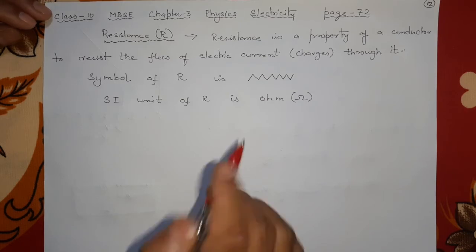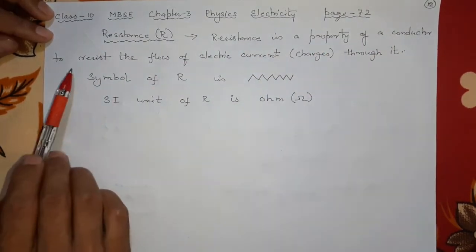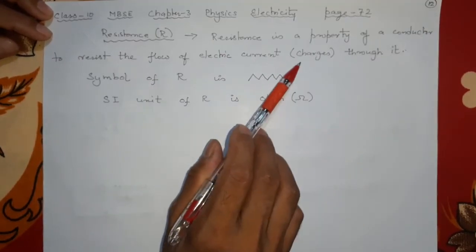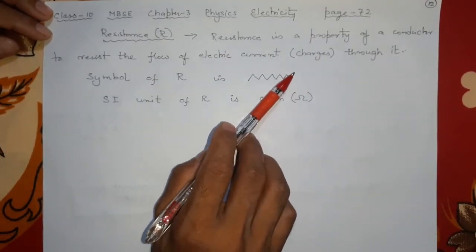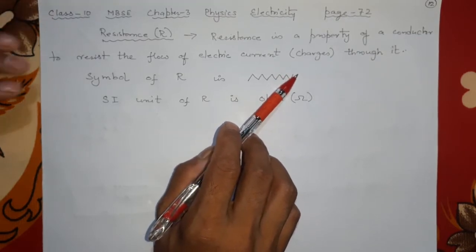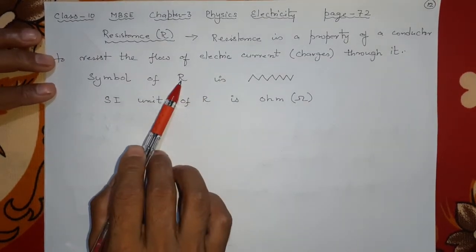What is resistance? Resistance is the property of a conductor to resist, meaning oppose, the flow of electric current through it. When charge is flowing, when the electrons inside it are flowing, how much it can oppose that flow is its resistance. If it can oppose more, less current will flow through it. So that means its resistance is high. Okay. So what is R?